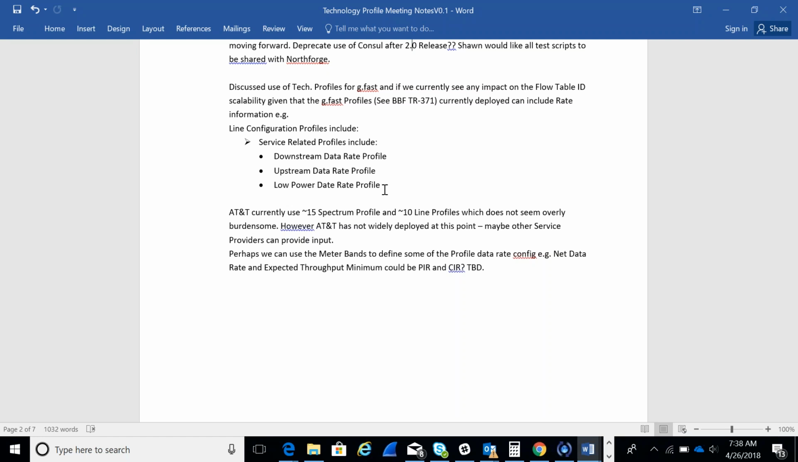The one thing we're a little concerned with, again, is the scalability from the G.fast perspective. AT&T indicated that currently they use about 15 or so spectrum profiles and about 10 line profiles, and we thought that didn't seem overly burdensome in terms of the technology profile model. If other operators have information along those lines, we'd be happy to see that, just to get an idea of the numbers of profiles that are used out there.